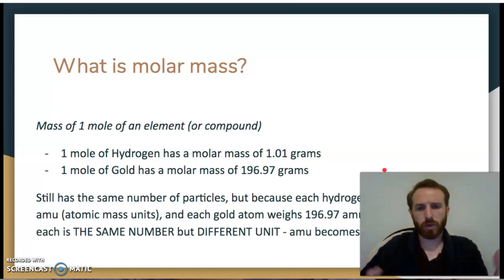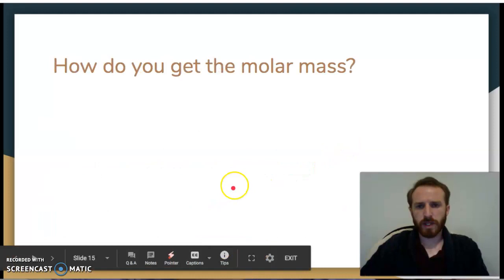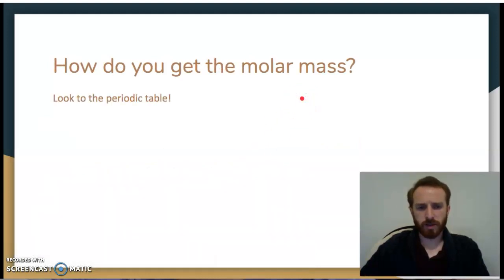When we're taking 1 mole of gold or 1 mole of hydrogen, the same number value as its atomic mass units will be equivalent in grams, which is really convenient. So we can just use the periodic table to identify what the molar mass is. Again, how do you get the molar mass? Look to the periodic table.